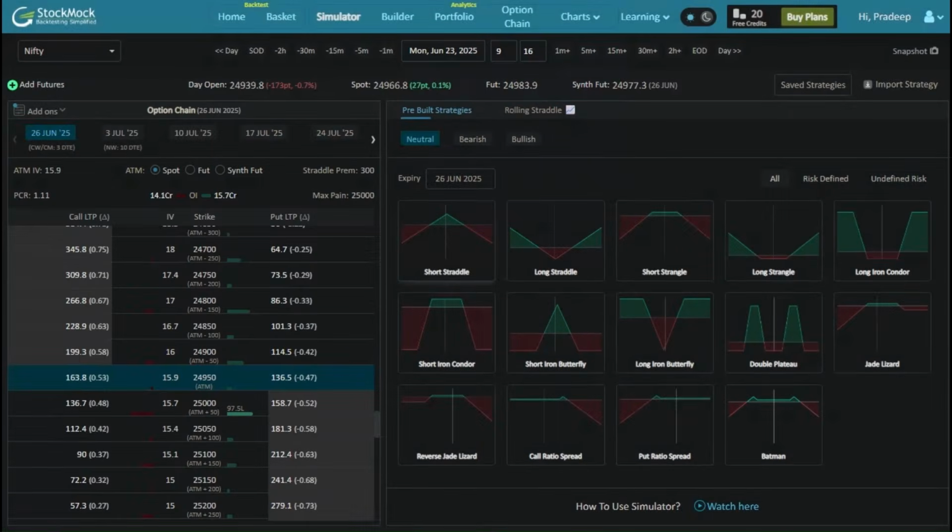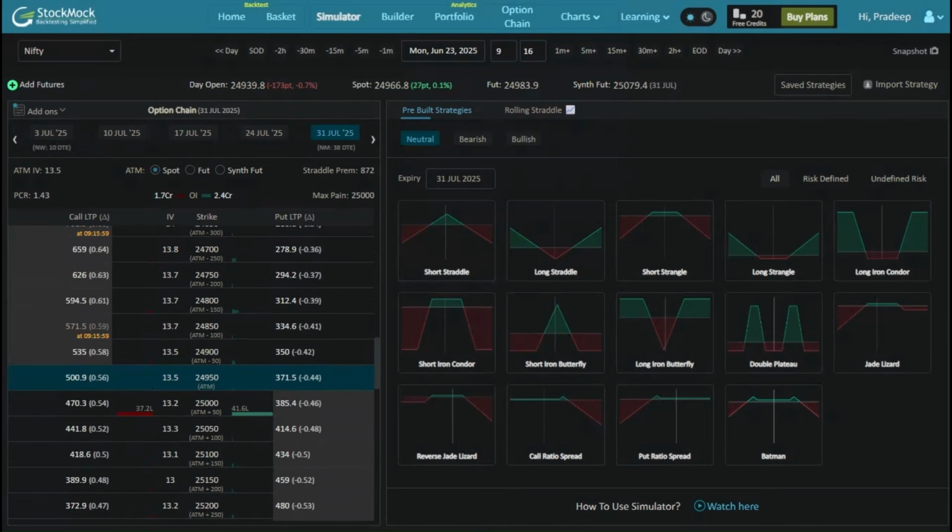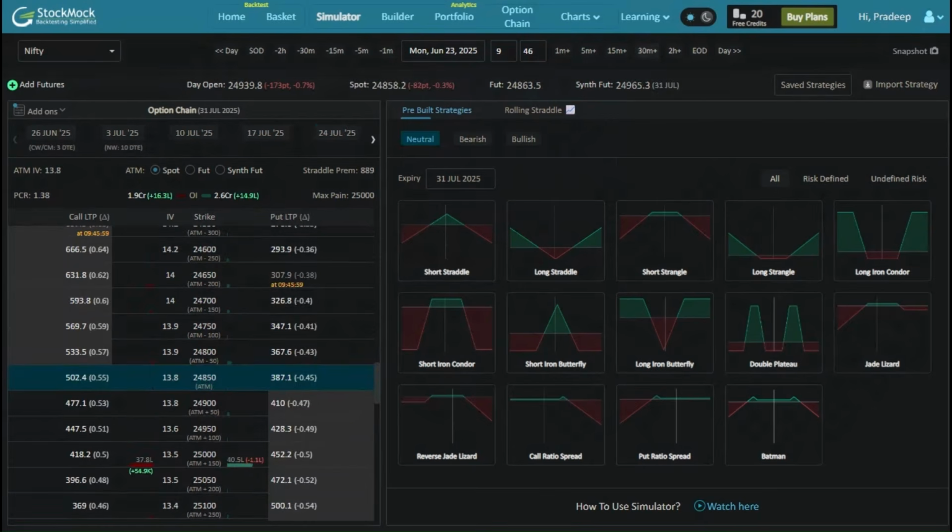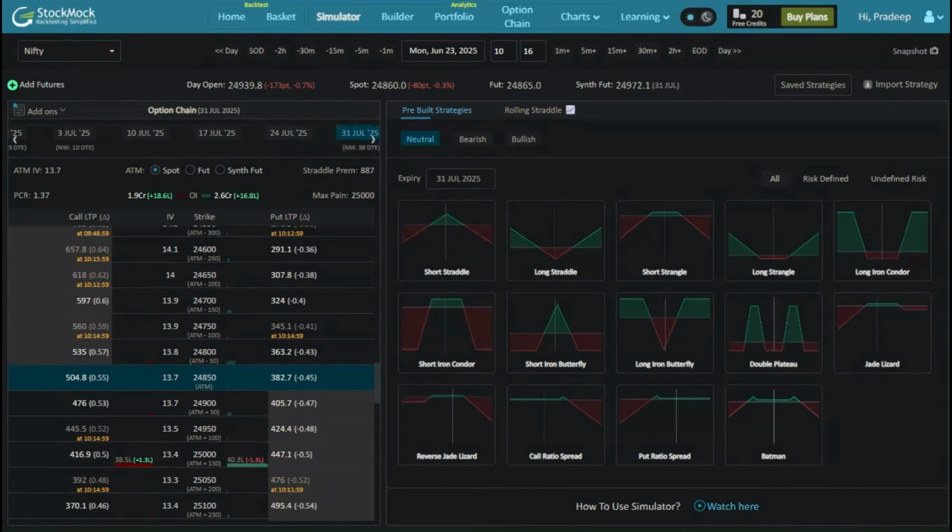So I go to 31st July, whatever is the expiry, let's say 31st July. And to get better liquidity, I will shift the timing by 1 hour. So it is now 10:16. Now I am at the 31st July option chain. I will try to see where is the market, 24,860.